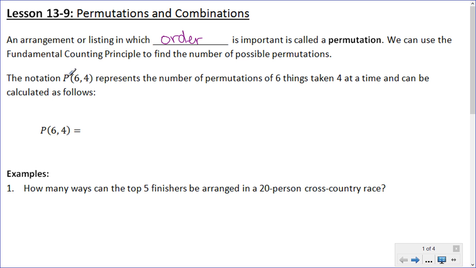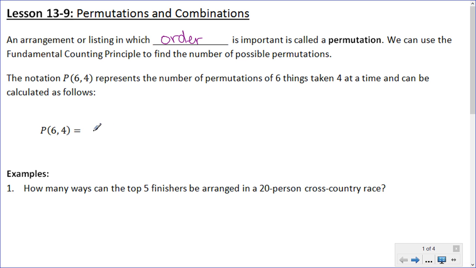The notation P(6, 4) represents the number of permutations of 6 things taken 4 at a time. So in our class schedule example, this would be the number of class schedules possible of 4 classes with 6 to choose from. So you have 6 classes to choose from and you have to choose 4. And it can be calculated as follows.